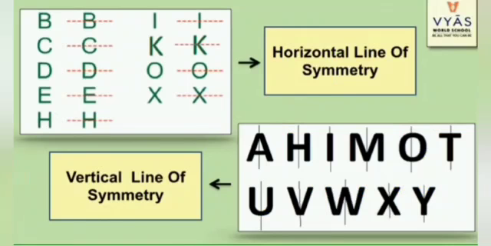See the horizontal line of symmetry. Some examples: B, C, D, E, H, I, K, O, X have a horizontal line of symmetry. Examples of the vertical line of symmetry are the letters A, H, I, M, O, T, U, V, W, X and Y.